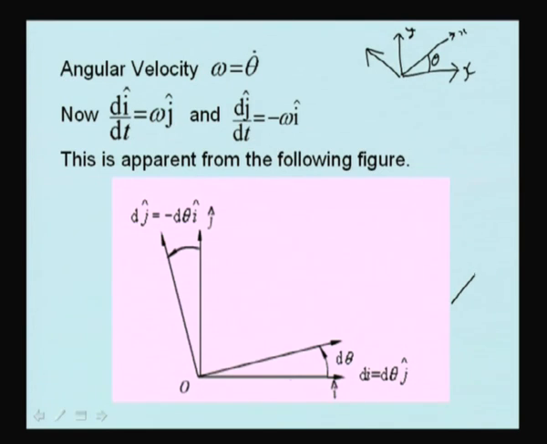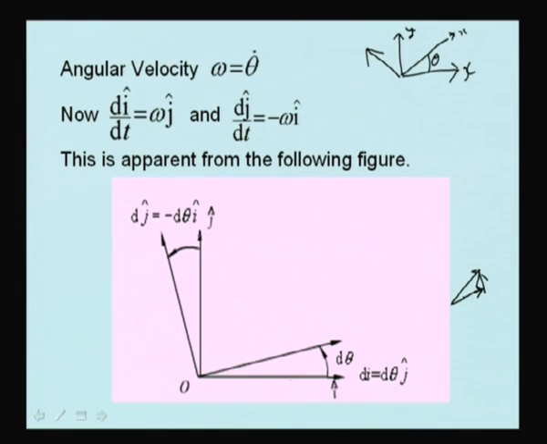If this is the vector after d theta time and this is the vector before, their difference is indicated by another vector, and its magnitude will be equal to d theta. It will be in the j direction, because in the limit d theta tends to 0, di approaches the j direction. Therefore, if we differentiate di with time, we get d theta by dt, that is omega times j.